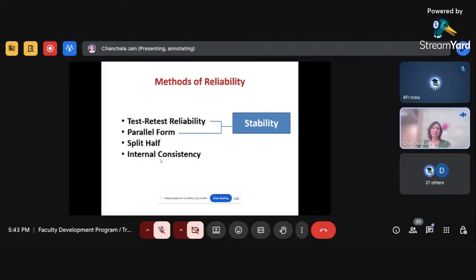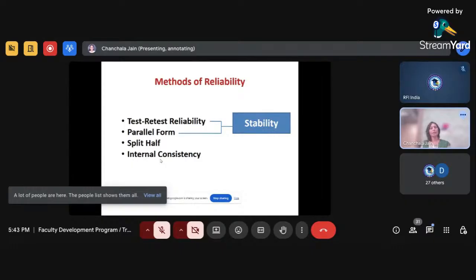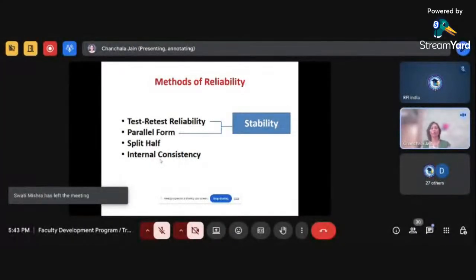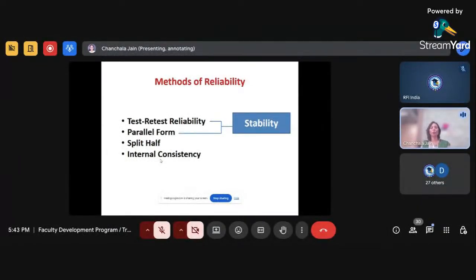Then further, there are methods using which we can check the reliability of the skill. There are four methods: test retest reliability, parallel form reliability, split half reliability, and internal consistency reliability. Out of these four, the first two, test retest and parallel form, we can use to check the stability of the scale, right? The remaining two, split half and internal consistency, will help you understand the internal consistency of the scale. One by one, we will understand all four mentioned in the slides.